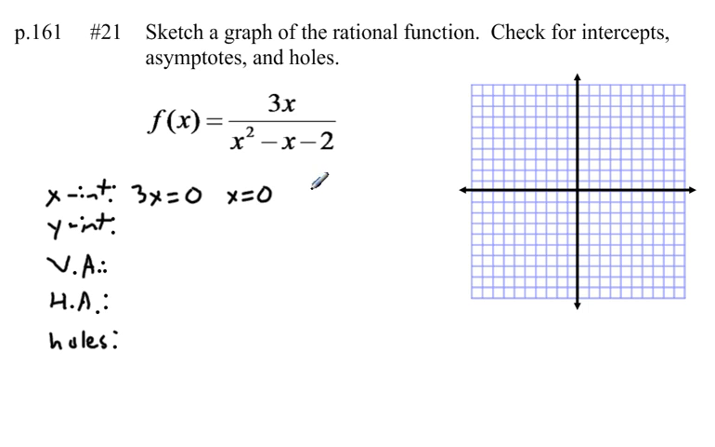Now, careful. What we really want for our x-intercept is a point. We want to say, when x equals 0, that means y also equals 0. So there's our x-intercept.